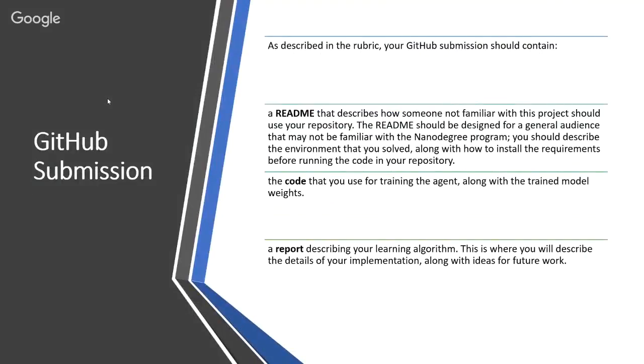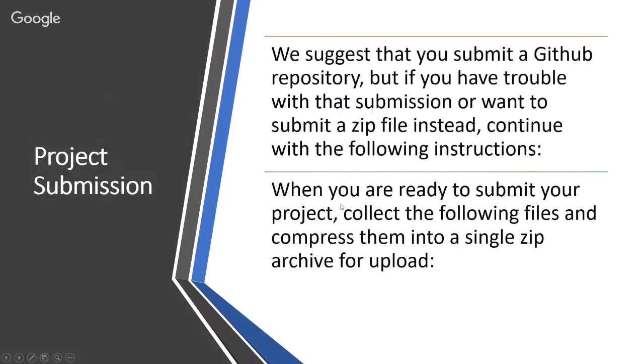So the GitHub submission. As described in the rubric, your GitHub submission should contain a README that describes how someone not familiar with the project can use the repo. So basically it just explains how to set it up and get going. It has the code, trained model, and a report as described. We suggest that you submit the GitHub repo, but you can do it as a zip file instead. Zip up the files and send it through. But I wouldn't recommend that, and you should probably be getting your GitHub ready as part of this. It's always good to have a good GitHub running anyway.